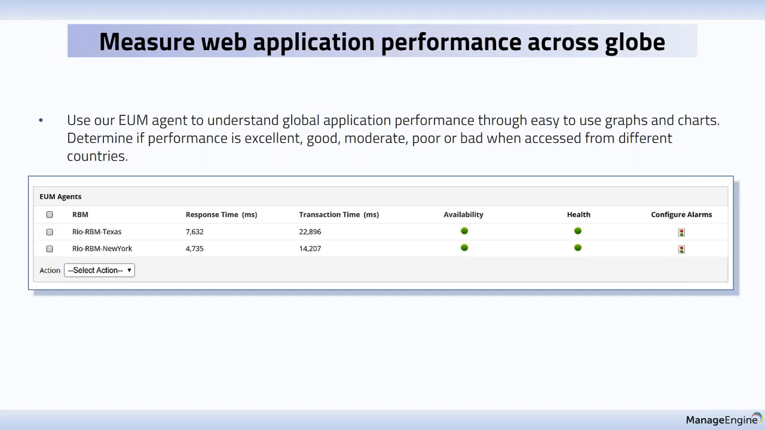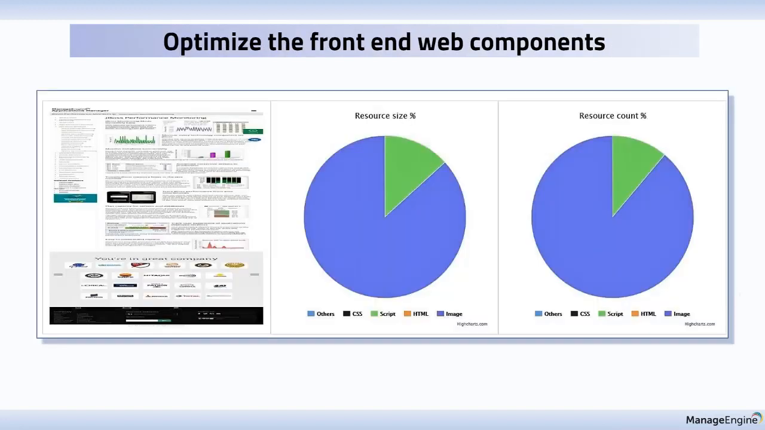So analyzing the response time from branch offices or customer locations is highly crucial to measure your performance. So consistently and actively monitoring the key user paths that your users take is again a crucial factor. You can optimize the front-end web components.